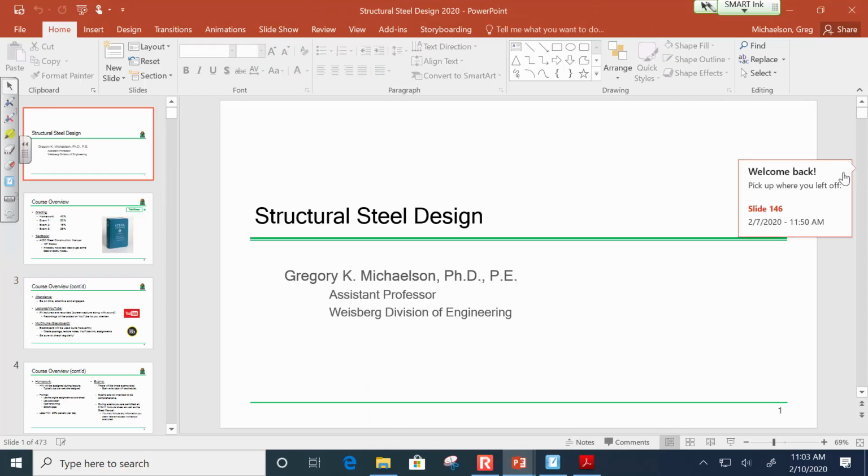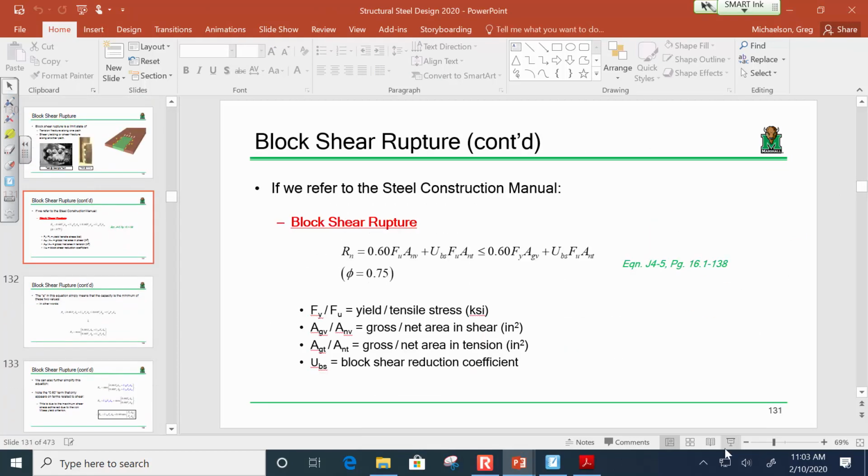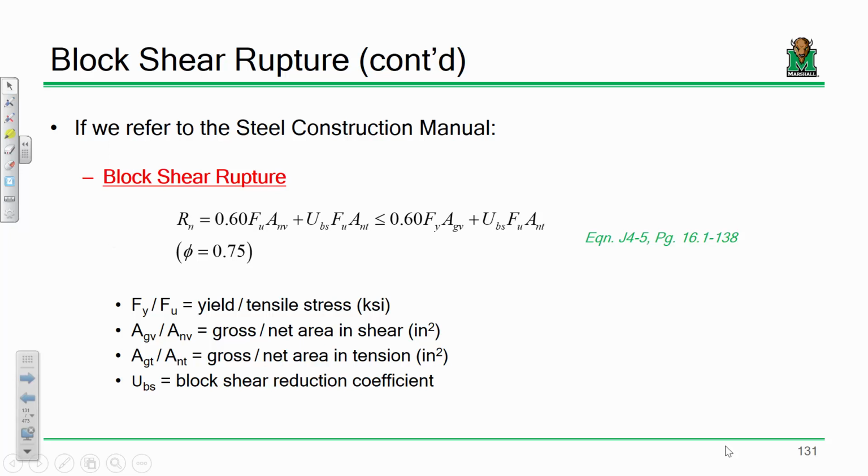Let's pull up. Now, let me go back to where we were. Okay, so here's where we left off. We were looking at block shear, which was this really weird failure state. The idea is that you have a combined failure in tension and in shear along a given failure path.